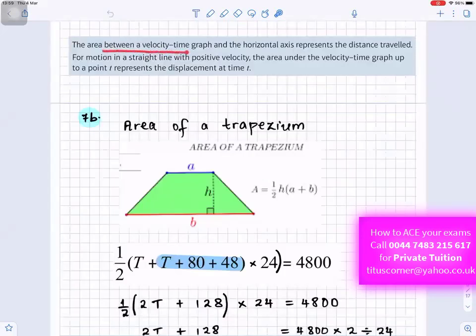The area between a velocity time graph and the horizontal x-axis represents the distance traveled. For a motion in a straight line with a positive velocity, the area under the velocity time graph up to a point T represents the displacement at time T. So we're going to use the area of a trapezium, half A plus B times the height in between. That's what we're going to be using to work out the area of that trapezium.